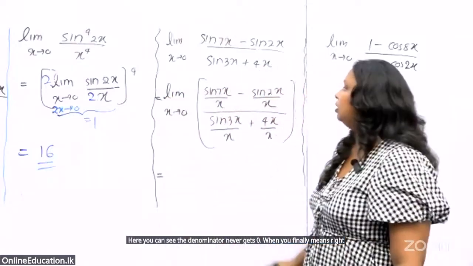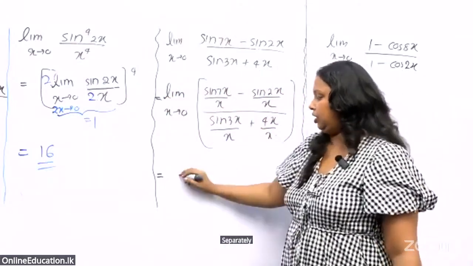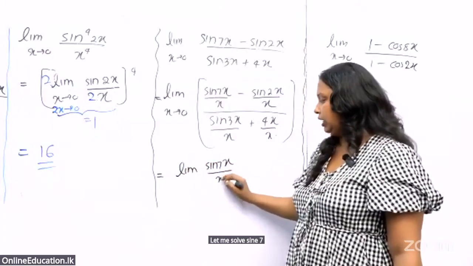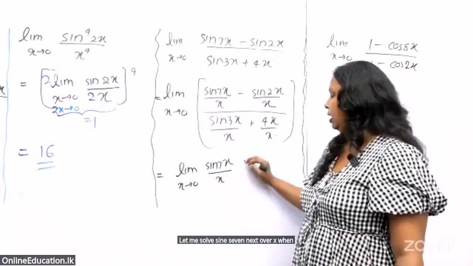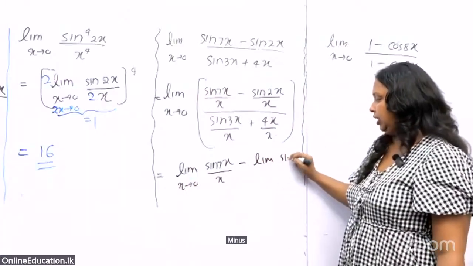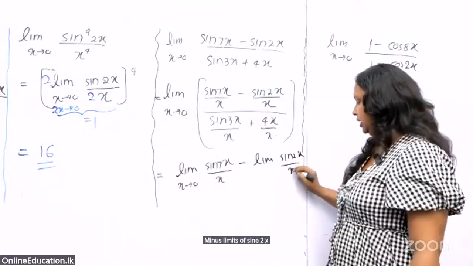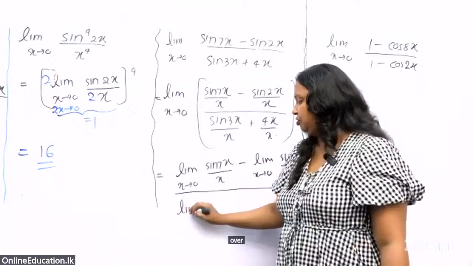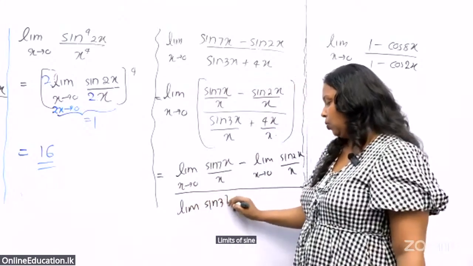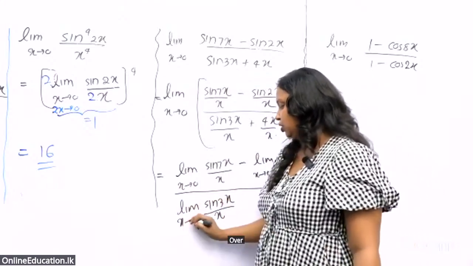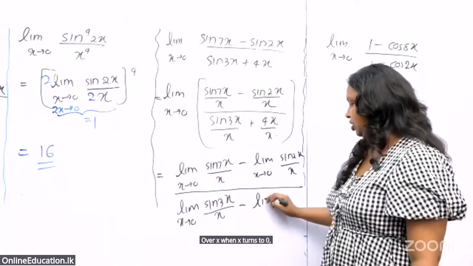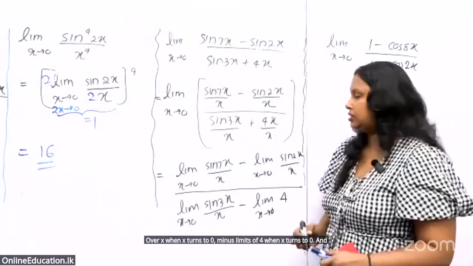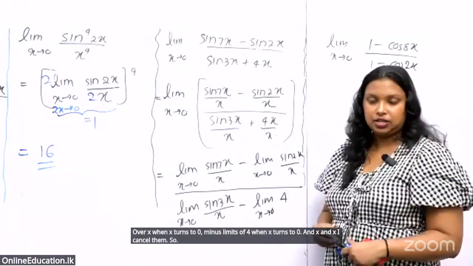There is a condition, but here you can see the denominator never gets 0 when you find limits, right? Okay. Separately give the limits to each. Limits of sine 7x over x when x tends to 0 minus limits of sine 2x over x when x tends to 0, over limits of sine 3x over x when x tends to 0 minus limits of 4 when x tends to 0. And x and x I cancel them.